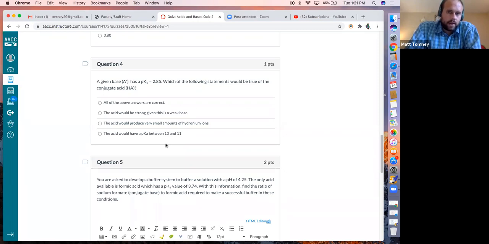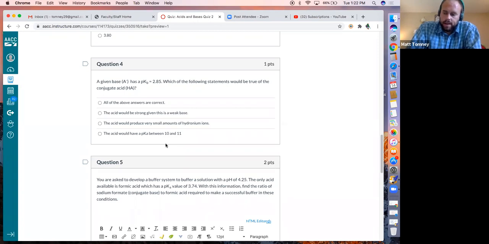That's easy to find out because I already have a pKb. If I have a pKb, all I have to do is take 14 minus 2.85 and I've got the pKa. So the pKa is 11.15. That's greater than 11, so it doesn't fall in that region. That gets rid of "the acid would have a pKa between 10 and 11." That also gets rid of "all of the above answers are correct." So we're down to 50-50 at this point.